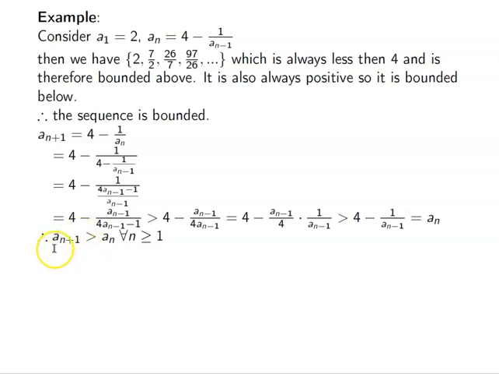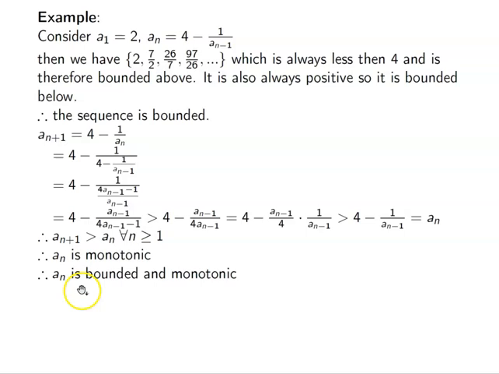So my sequence is always increasing in value, right? So it's monotonic. It's always increasing. The next value is always larger than the previous. So it's monotonic and it's bounded. It's bounded and monotonic, which means that it converges. So therefore the limit exists and it goes to L.